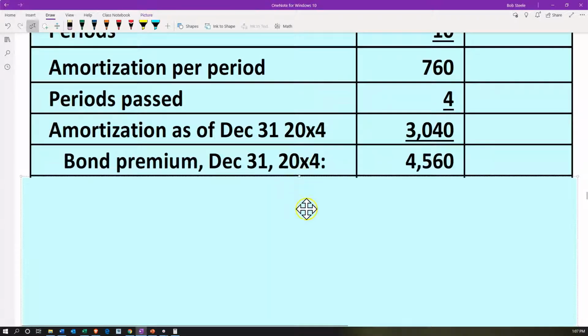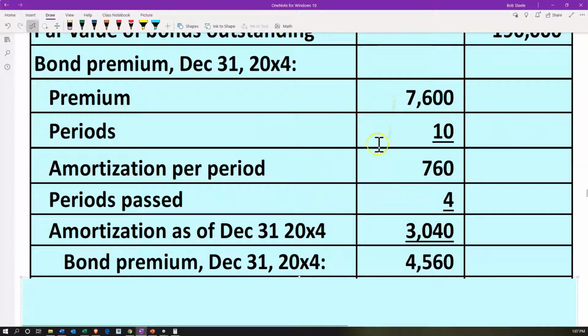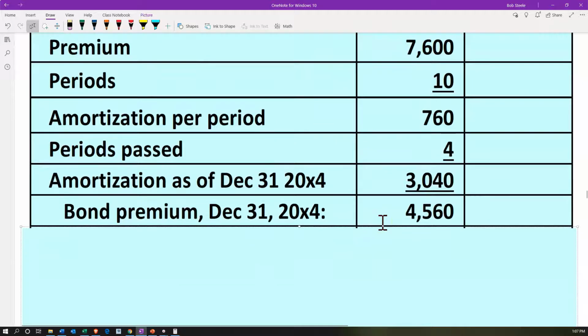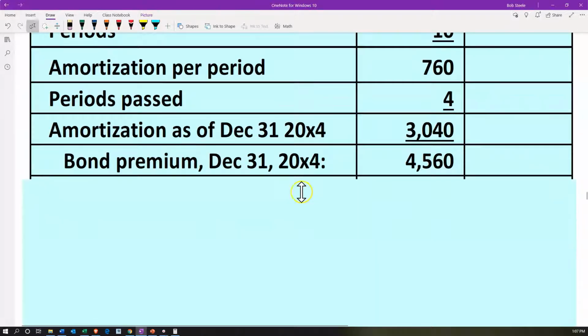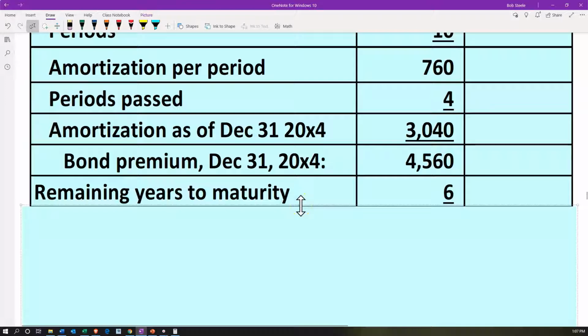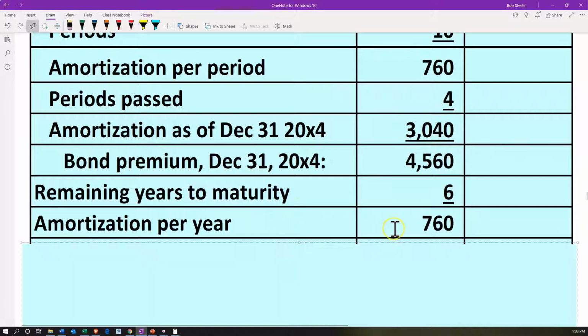So then if we take the bond premium, the 7,600, minus the amount that's going to be amortized up until that 4-year time period, we still have the amount that is unamortized as of December 31st, 2000x4, the time that we will be doing the consolidation, 4,560. So remaining years to maturity are now 6, because there was 10 original years minus the 4, 6 periods remaining. We're just going to take that 4,560 divided by 6 to get us back to that 760. We're just basically getting back to that same 760 because we're using a straight line method.